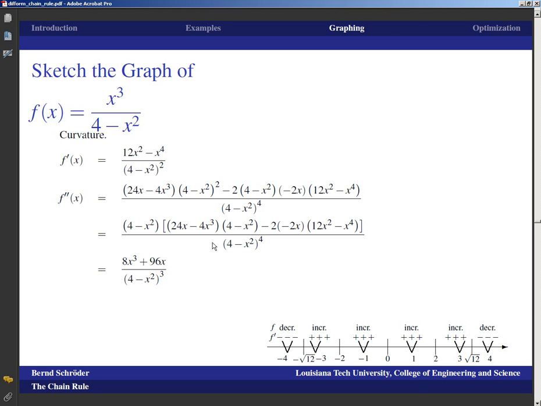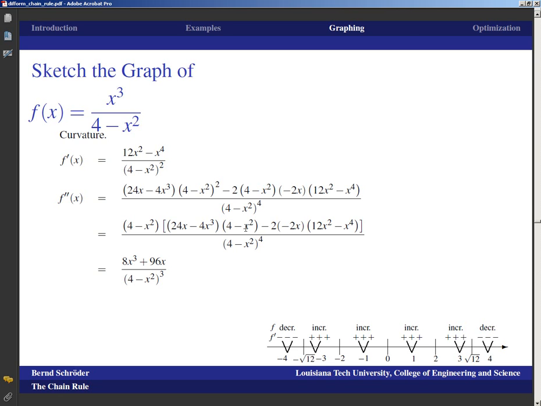Let's see. We have 24x times 4. That's 96x. Yeah, that's right here. We've got 24x times x squared, times negative x squared, which is negative 24x cubed. But we also have, let's think about this.